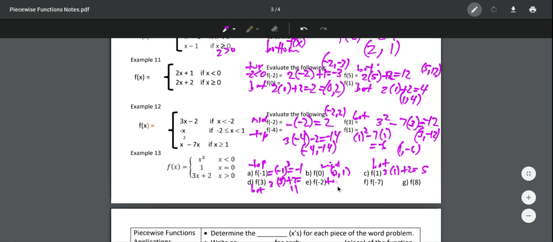This is the top. So this is negative 2 cubed, which is negative 8. This is the top, which is negative 7 cubed, which I'm going to need to use my calculator for that. Negative 7 cubed is negative 343.